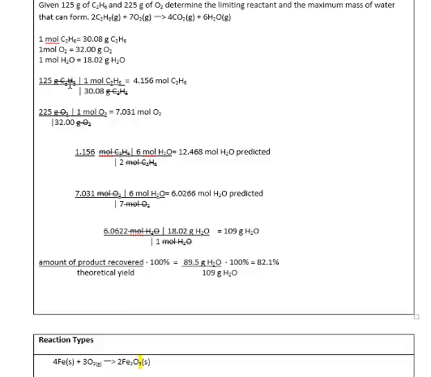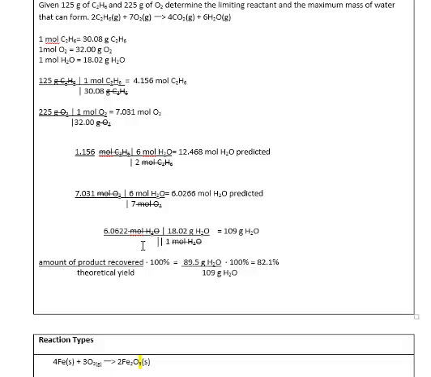125 grams of C2H6 multiplied by 1 mole C2H6 divided by 30.08 grams of C2H6 equals 4.156 moles of C2H6. 225 grams of oxygen multiplied by 1 mole of oxygen per 32 grams of oxygen equals 7.031 moles of oxygen. 4.156 moles of C2H6 multiplied by 6 moles of water per 2 moles of C2H6 equals 12.468 moles of water predicted. 7.031 moles of oxygen multiplied by 6 moles of water per 7 moles of oxygen equals 6.0266 moles of water predicted.